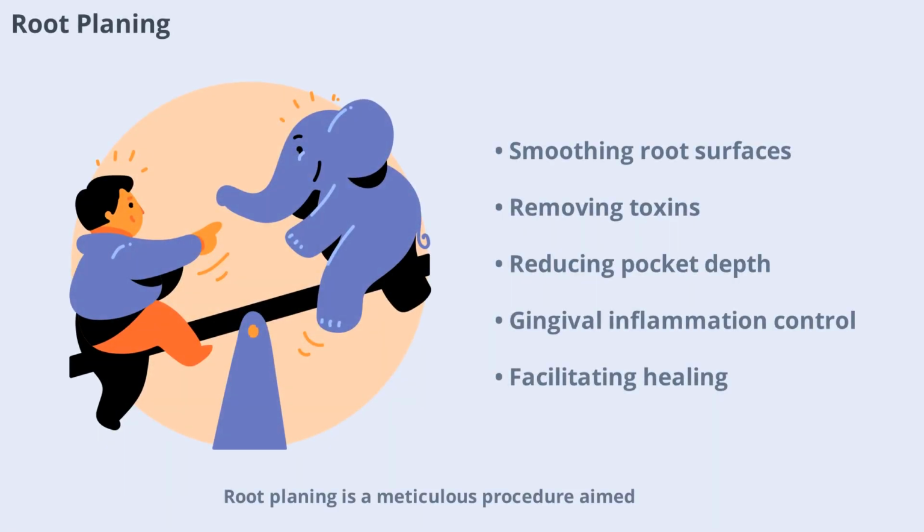Root planing is a meticulous procedure aimed at smoothing the root surfaces of teeth. This process removes residual calculus and bacterial toxins, creating a healthy environment for gum reattachment.